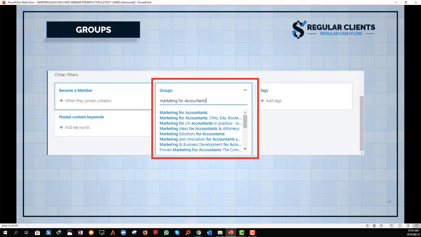And this is groups. So this is how groups works, right? You can see here, I just typed in the words marketing for accountants, and what it did below here is it pulled in a number of groups. Now, what I would be able to do is just click on these groups and open them and see what these groups look like. How many members have they got? I can have a bit of a look as to how active those groups are.